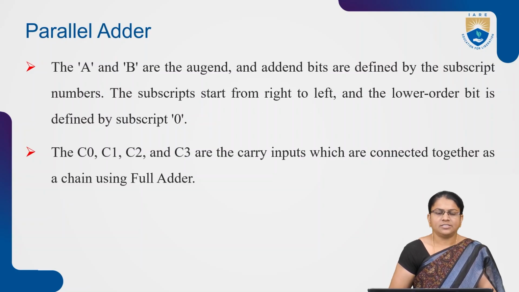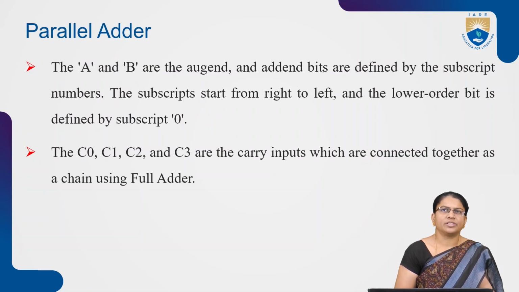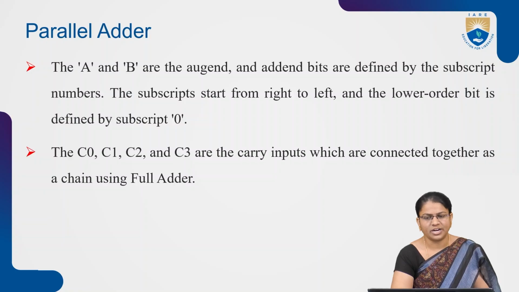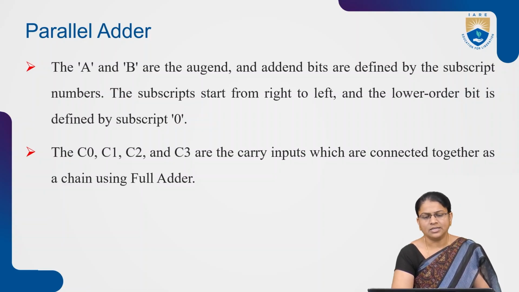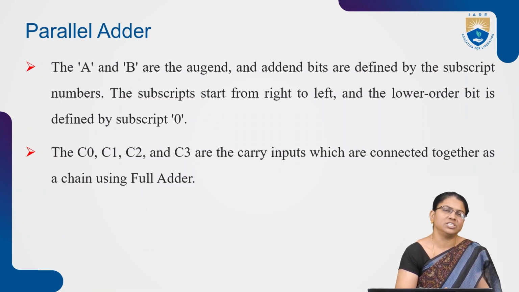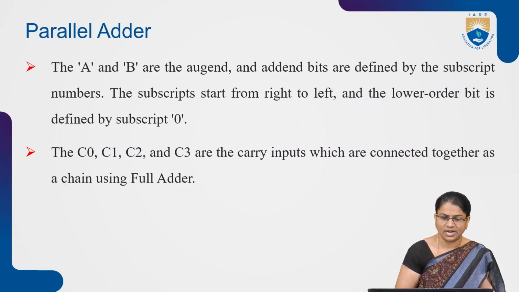Suppose let us take A and B. These two are the augend and addend, and these are to be added, identified by the subscript of the number. Here the subscripts start from right to left, and the lower order bit is defined by the subscript 0, and the higher order bit by the subscript 1. Let C0, C1, C2 and then C3, these are the carry inputs which are connected together in order to form one chain, by using full adder circuits.